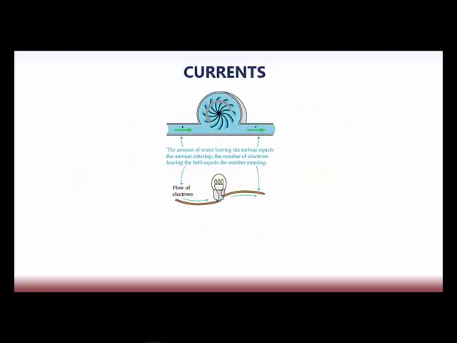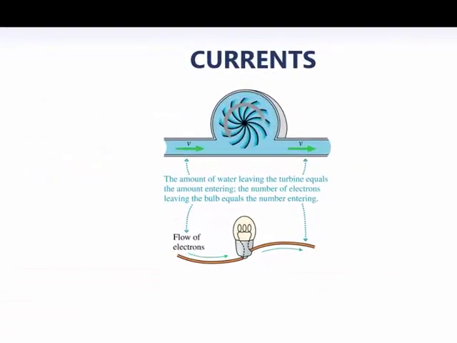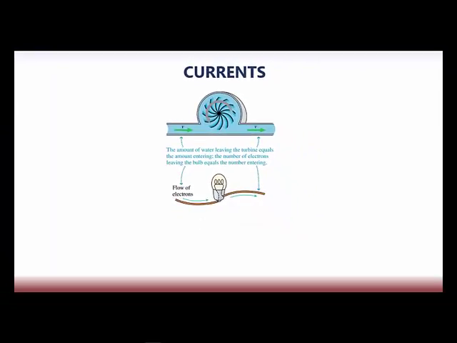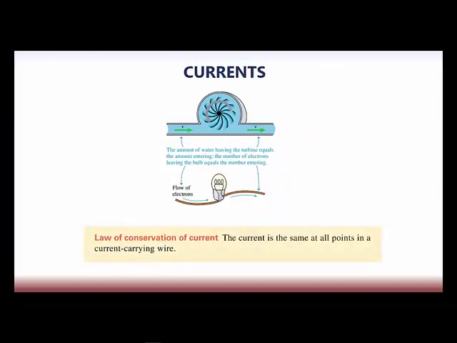Your book gives a great analogy of water moving through a pipe and the flow of electrons moving through a wire. Just as water wouldn't be used up as it spins a turbine going through a pipe, electrons aren't used up just because they are causing a light bulb to light, or deflecting a needle, or running a toaster. That leads us to the law of conservation of current. The current is the same at all points in a current-carrying wire.